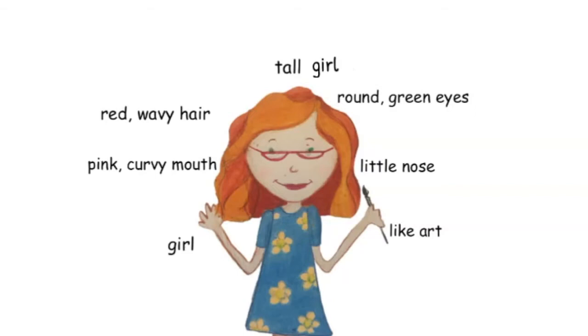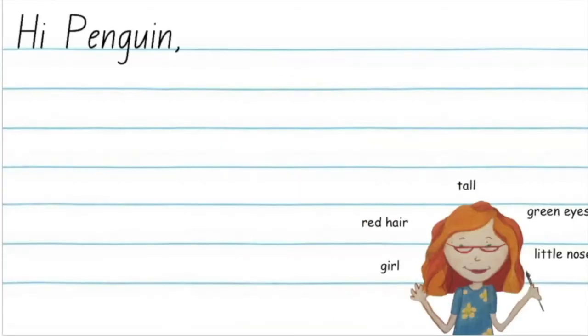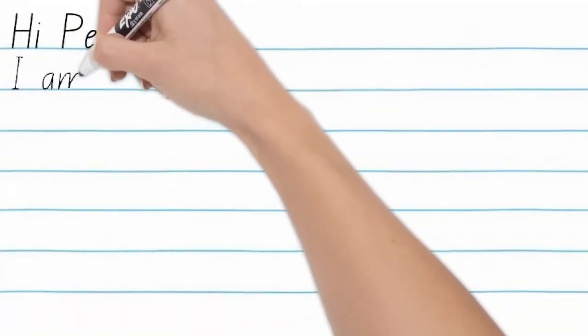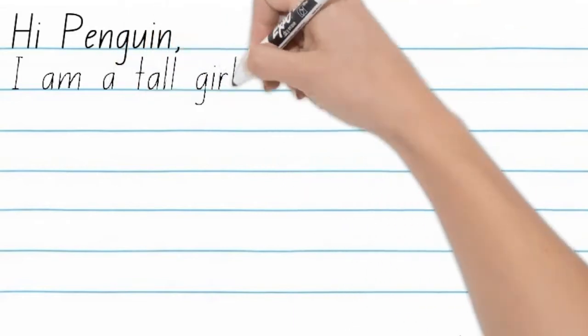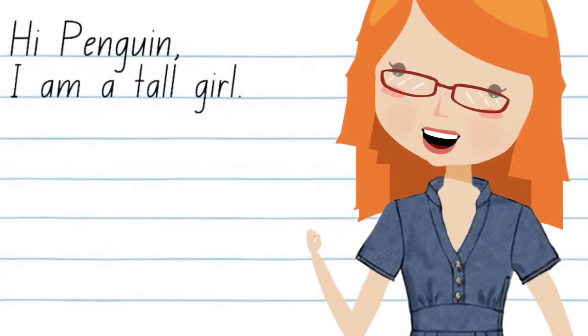Yes, that sounds good. Because this is a letter, I begin my factual description under the greeting on a new line. I start my sentence with a capital letter. I say my sentence out loud. I am a tall girl. I leave spaces between my words, and I show the reader my idea is finished by putting a full stop at the end. Good writers reread and check to make sure it makes sense.